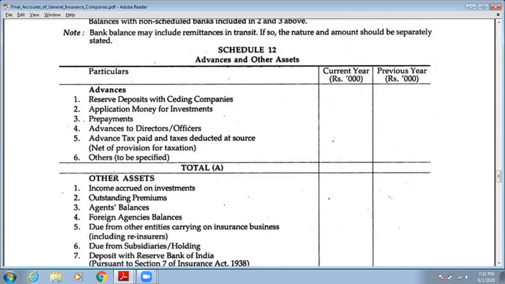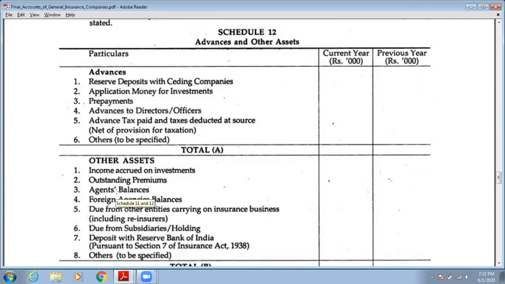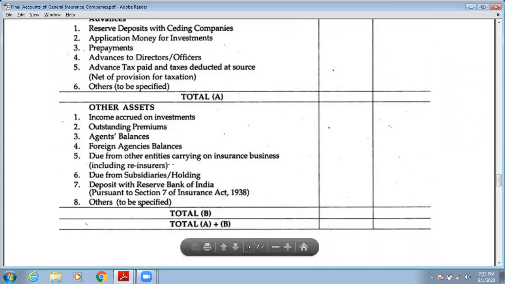Then you will write other assets: income accrued on investments, outstanding premium, agents' balances, foreign agencies' balances, due from other entities carrying on insurance business, due from subsidiaries or holdings, deposit with RBI, and others.